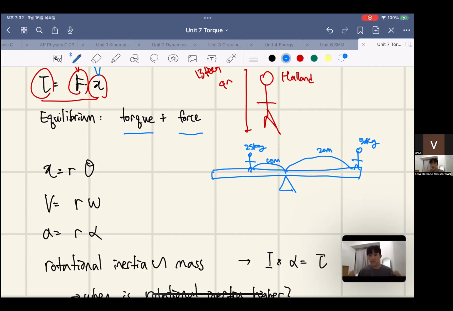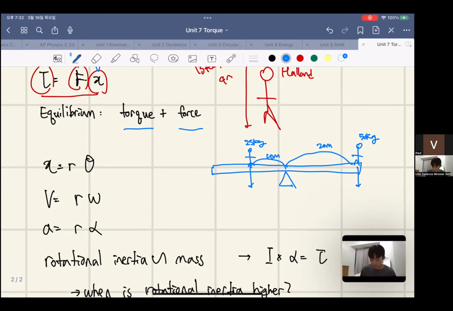Now, first of all, let's think about force equilibrium. Let's think about vertical and horizontal force equilibrium. First of all, what are the forces present in this situation? Obviously, you will have gravitational force caused by the two kids. For the 25 kg kid, the gravitational force would be 250 newtons. And for the 50 kg kid, the gravitational force will be 500 newtons.